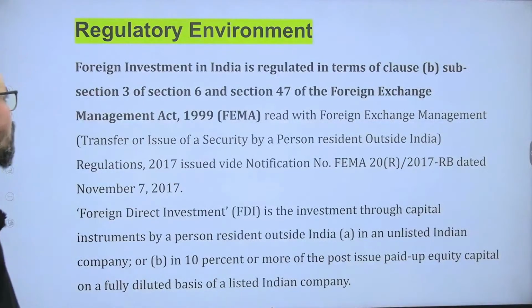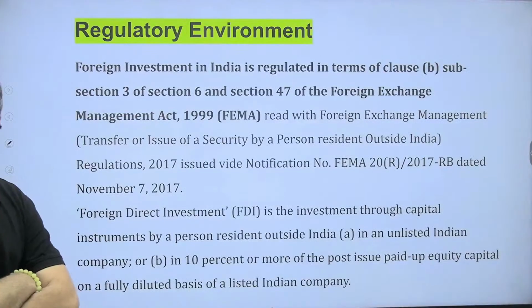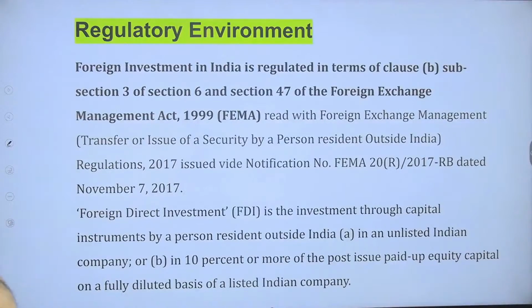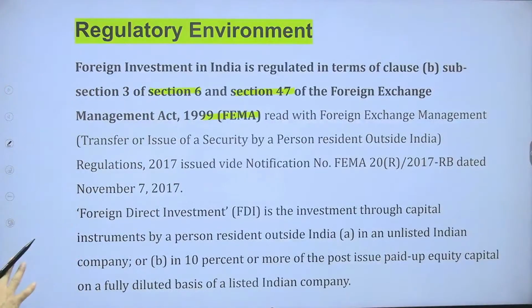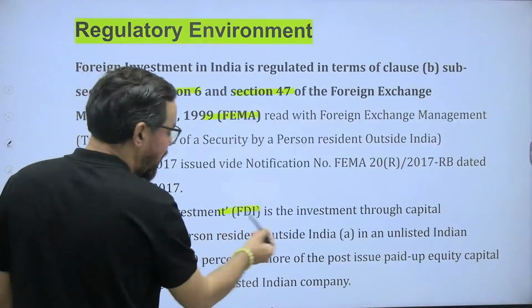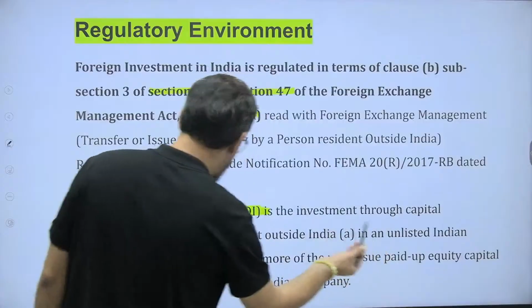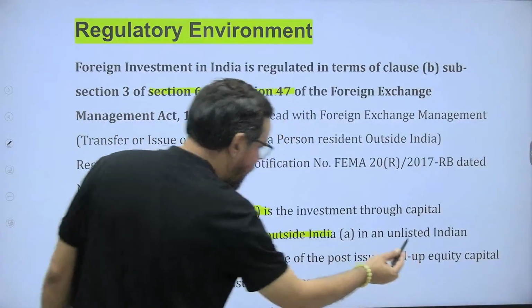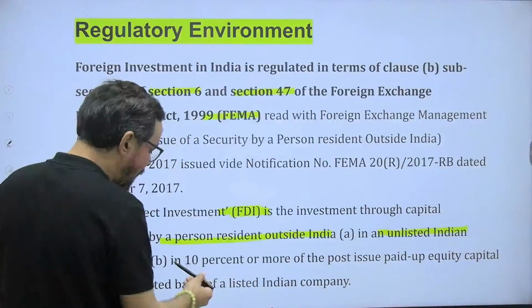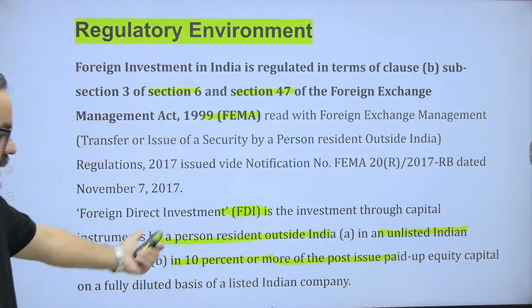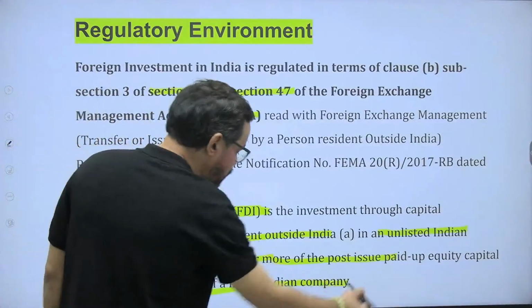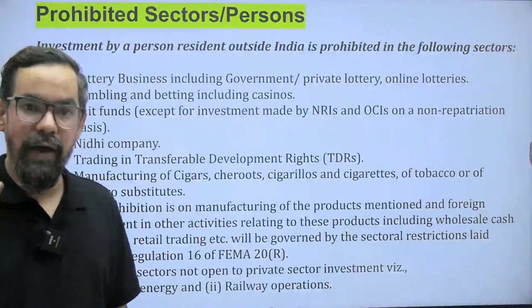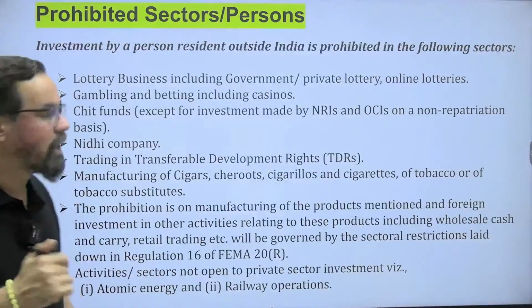All right, guys. Chalo. So regulatory environments: we have FEMA guidelines, which are generally governed by the RBI. Foreign investment in India is regulated in terms of clause B of subclause 3, section 6 and 47 of FEMA 1999, which generally deals with this. FDI, when it comes to foreign direct investment, is investment in instruments by a person resident outside India in an unlisted company, which can be any percentage. If it is a listed company, this is the requirement: 10% or more of the post issue paid up equity capital on a fully diluted basis of a listed Indian company. In case of FII, it is less than 10%, that is the requirement.